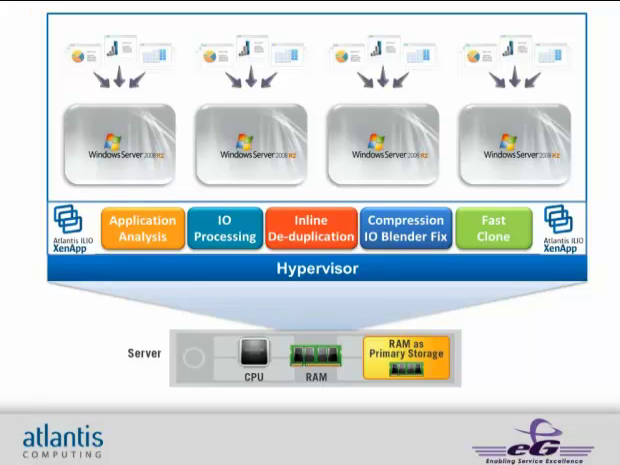Once it's done with the analysis and the I/O processing, it performs a form of inline I/O deduplication. Deduplication means a lot of things to a lot of people, but in our context, what it means is being able to eliminate every redundant I/O and data block that is generated by these XenApp instances. And that means that we can compact and reduce the physical amount of storage each of these virtual machines requires.